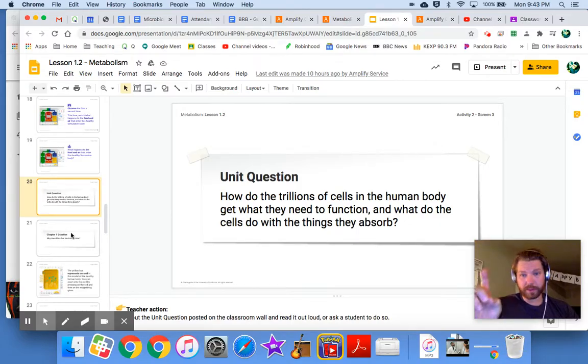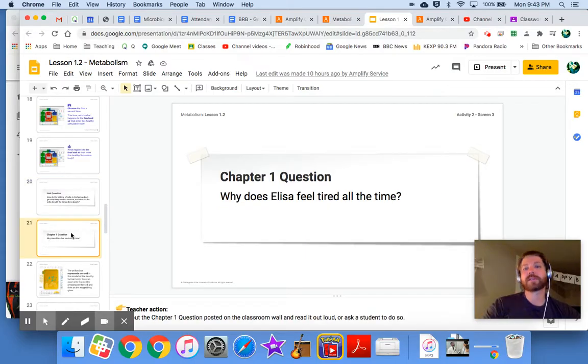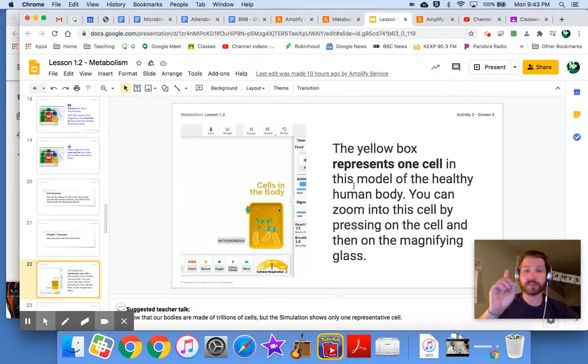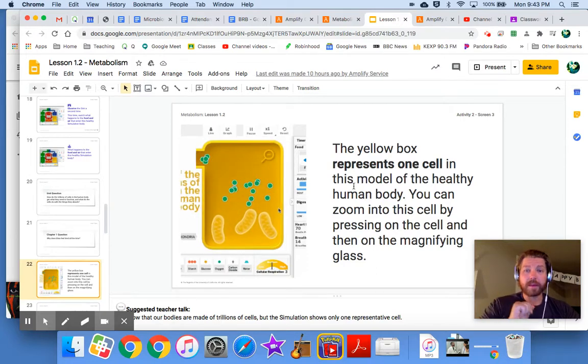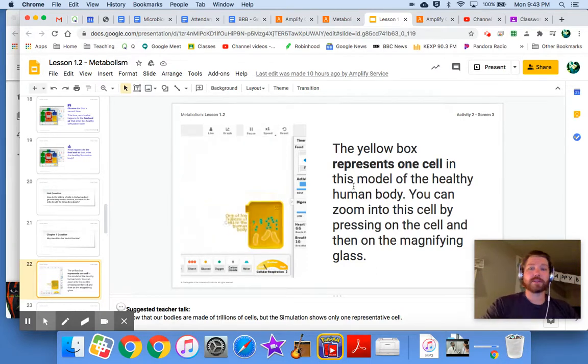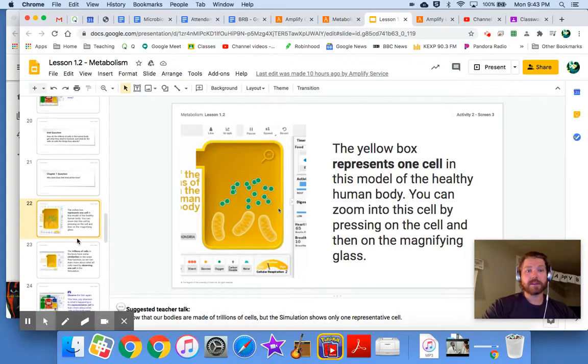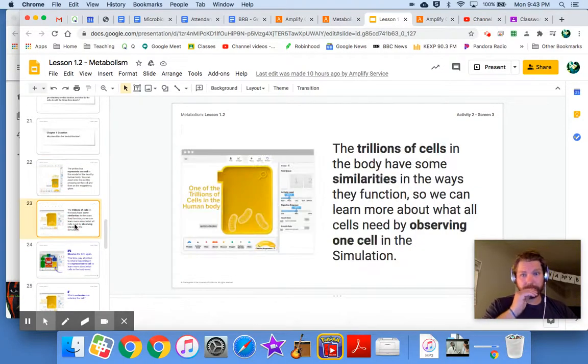Our unit question, or our chapter question, the question that we're focusing on just in this chapter, is why does Elisa feel tired all the time? We're trying to figure this out. So the next thing we're going to observe in this sim is the cellular level. The yellow box represents just one cell. In this model of the healthy human body, you can zoom into the cell by pressing on the cell and then on the magnifying glass, okay?